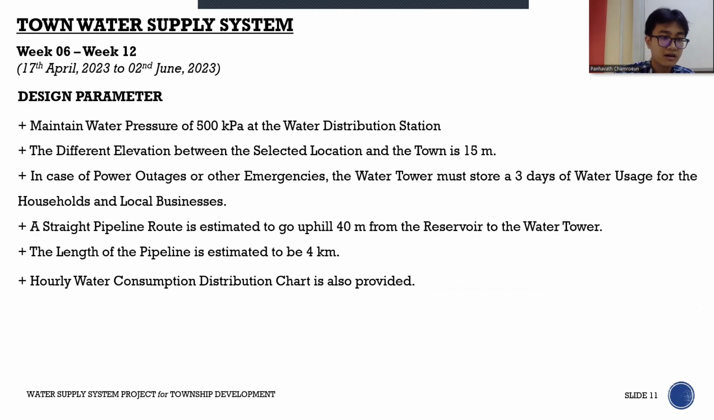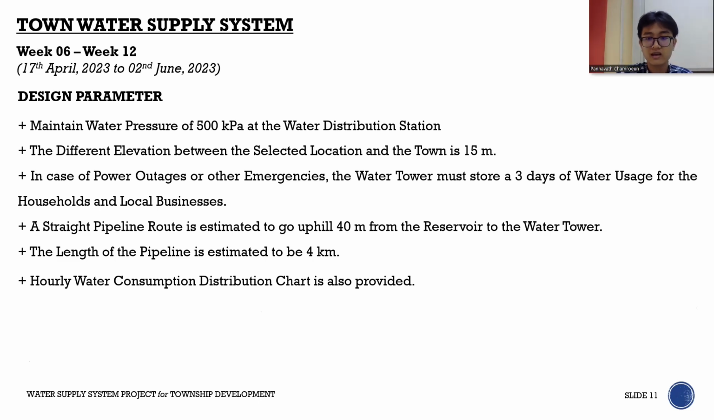Next, we need to maintain a water pressure of 400 kilopascals at the water distribution station, and the elevation difference between the selected location of our water tower and our town is 15 meters. In case of any emergency along the way, we will need to maintain 3 days of water usage in the tank. Also, a straight pipeline route is established to go uphill 40 meters from the reservoir to the water tower. The length of the pipeline is estimated to be 4 kilometers.